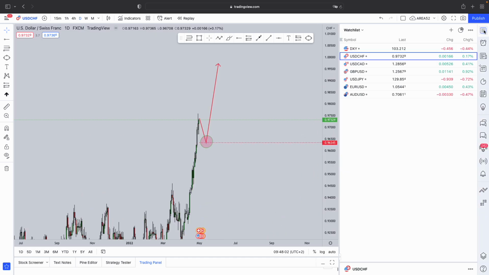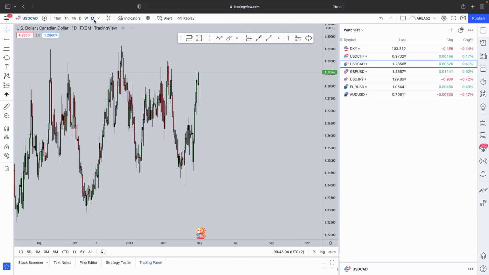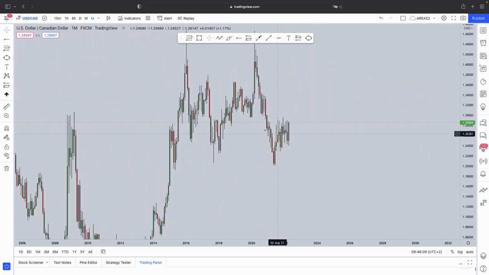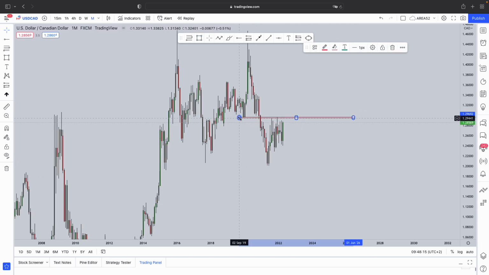Okay, next up we do have the Usdcad. Now the Canadian dollar has been fighting with the US dollar for quite some time, and the reason why I say that is we've been speaking about this market multiple times. Now this market printed this level of support over here twice, got broken, tested as resistance multiple times. The market was stuck within this consolidation for quite some time here as well.